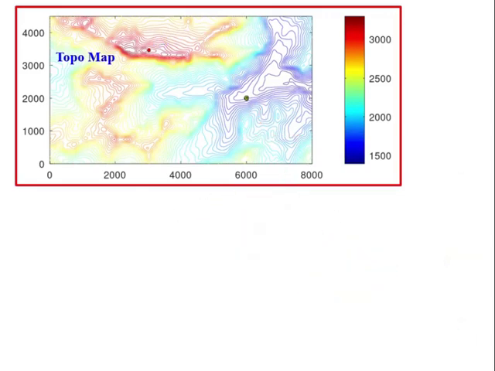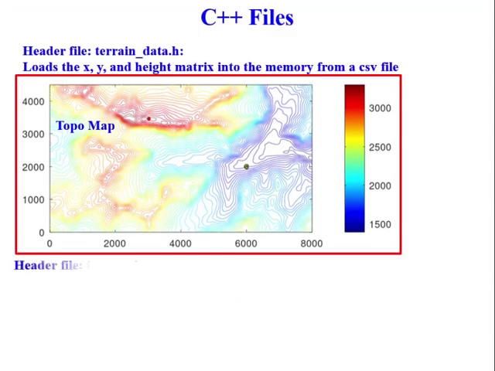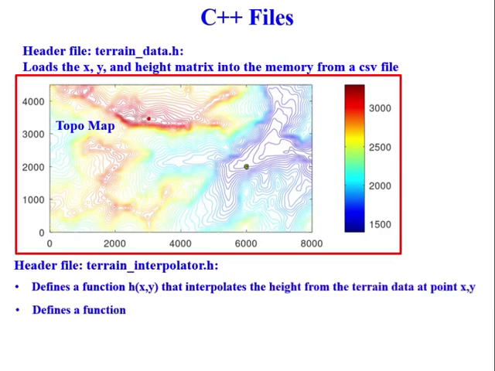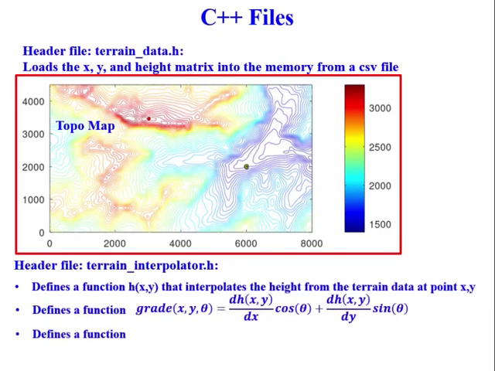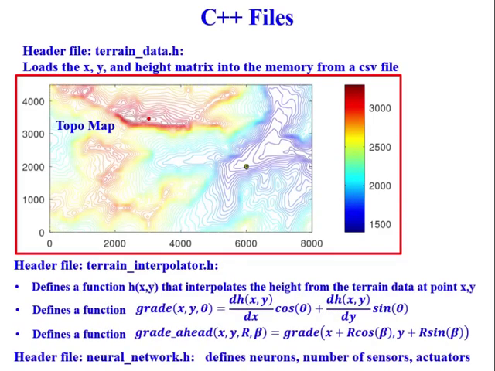I created a header file to load the information from a CSV file of all of those heights, another header file to do the interpolation for the heights at any XY, and then inside that header file, the grade to calculate the grade at a different position and at a different direction, and also to calculate a grade ahead, as in like when you're looking ahead at a certain radius at a certain direction.